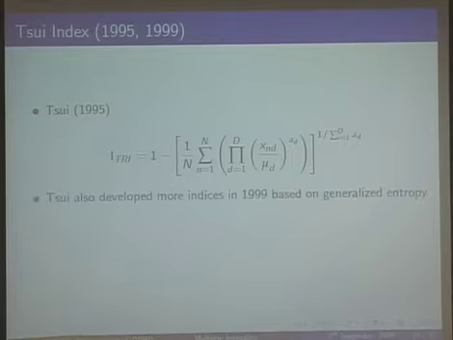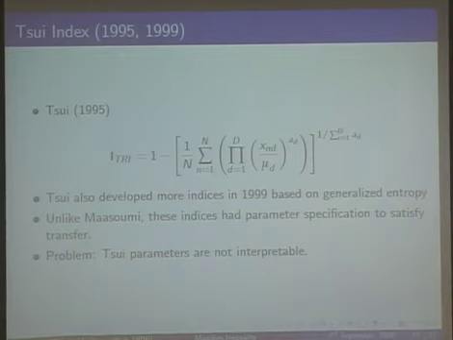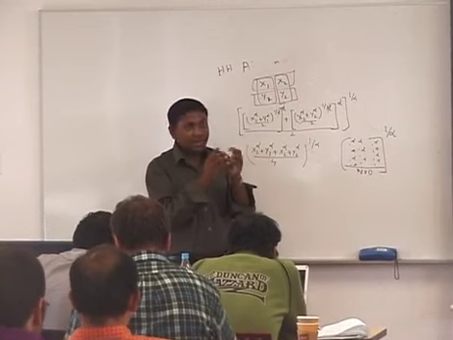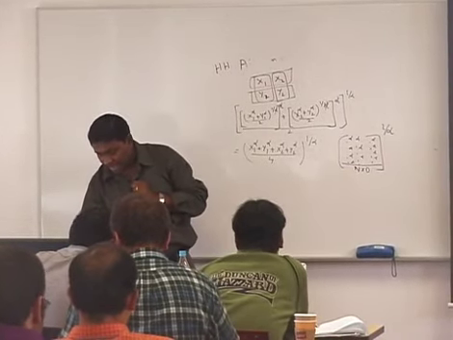So we also developed another index in 1999 on generalized entropy. I'm not going to go into that. Unlike Masumi, these indices had parametric specifications to satisfy transfer. But the problem is that SUI's parameters are not interpretable. It's not difficult to interpret, but yes, he has restrictions. If you go to the paper, you can see what kind of restrictions they have so that they satisfy different kinds of properties. Okay? But I cannot interpret it. I don't know if anyone already has.